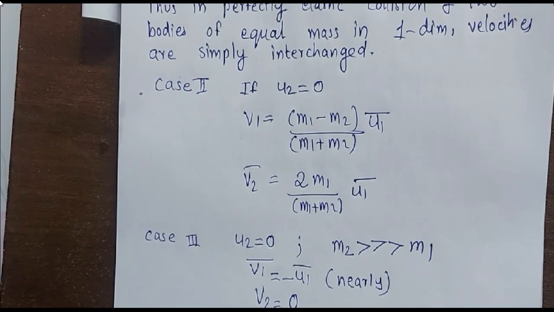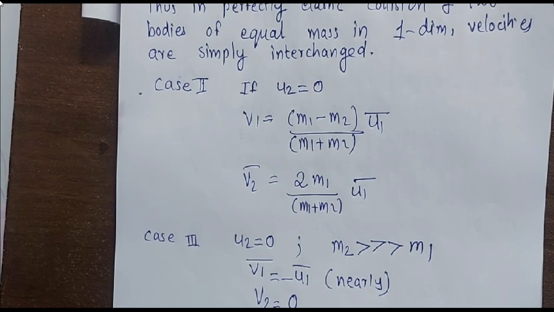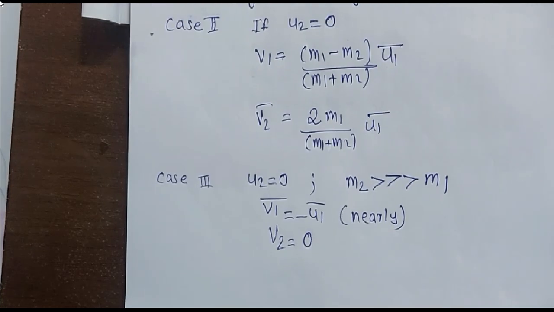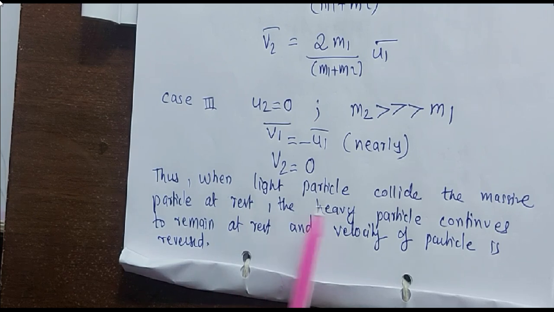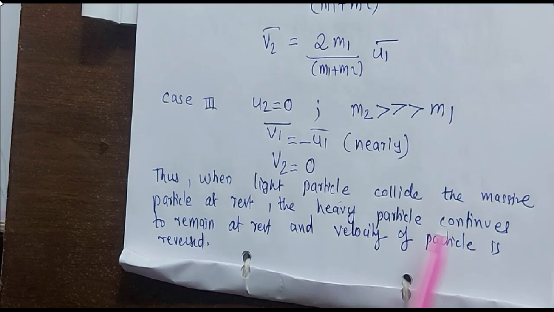Thus, when a light particle collides with a massive particle at rest, the heavy particle continues to remain at rest and the velocity of the first particle is reversed. This is the example of a car or a bike colliding with a heavy truck. The truck will remain at the same place, whereas the velocity of the motorbike will get reversed and it will fall in some other place. Thus, the velocity of the particle which is colliding with the heavy one will get reversed.